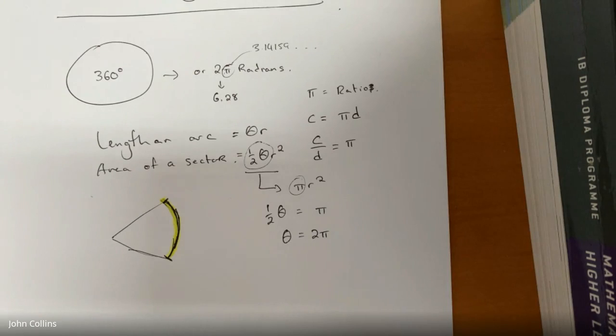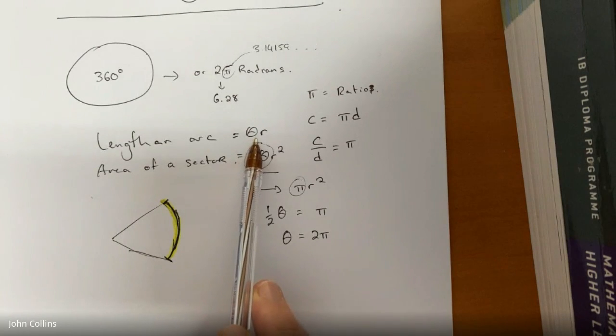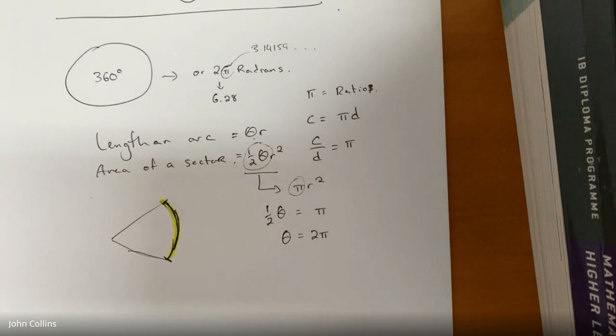2 pi r. Okay, so once again, 2 pi is being replaced by the angle, and the angle goes up to 2 pi. That's another maximum angle. So if you have a quarter of the circle, it's a quarter of 2 pi. Yeah, so that's where that formula comes from. Okay, so you can apply that.